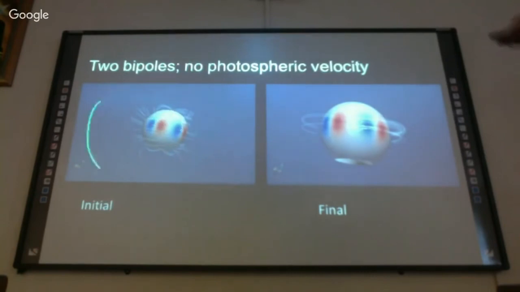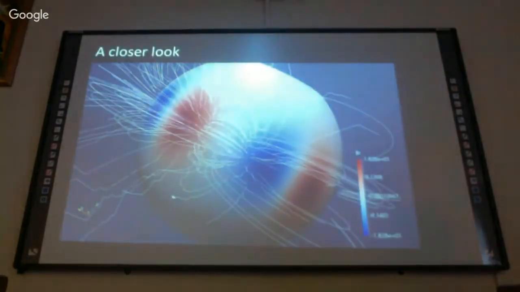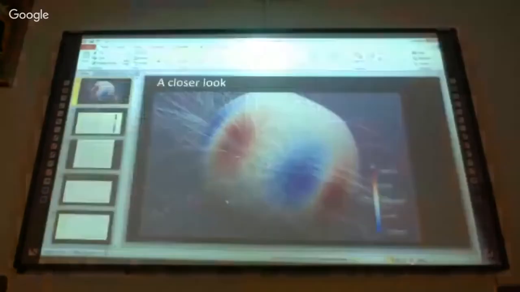So I put in something like this, and I let the system evolve, and you can see that connections have developed between the opposing polarities, which were not initially connected. It's very simple. It's like you have two magnets. When you have one magnet, you have magnetic field lines. When you bring in another magnet, you will have connectivities between the two magnets. So this is a closer look at how the field lines look. Here I have a video that shows the connections developing.